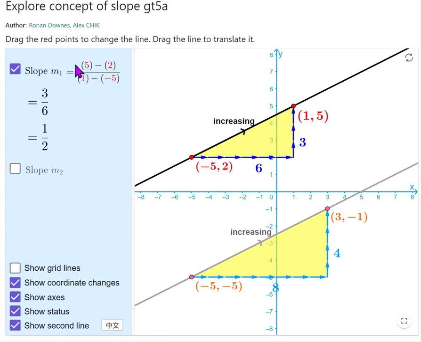Welcome back, students. In this app, we're going to explore the concept of slope.